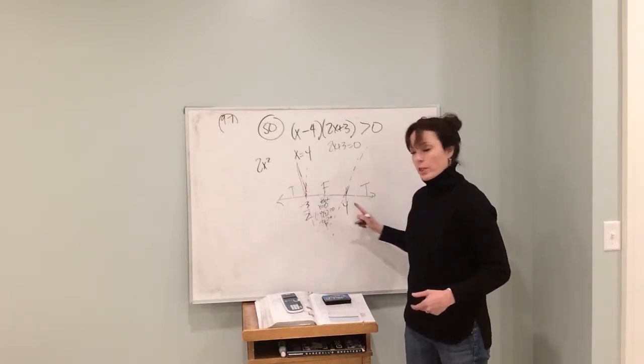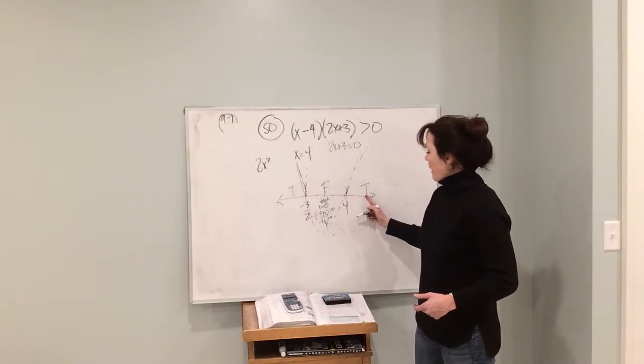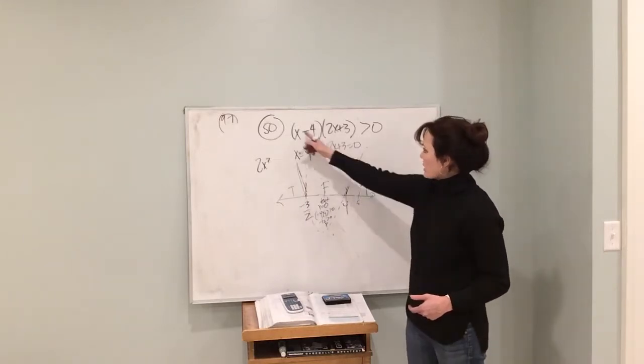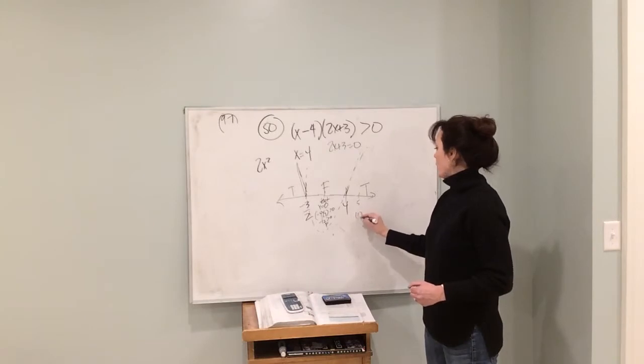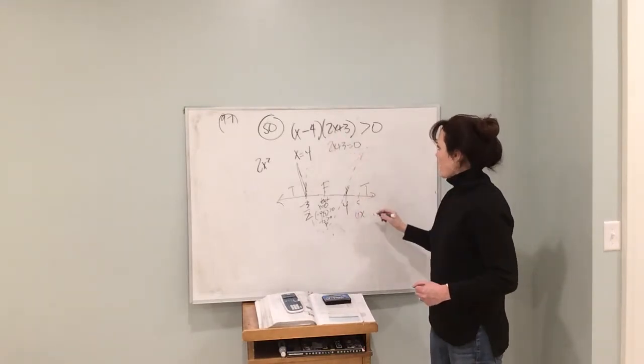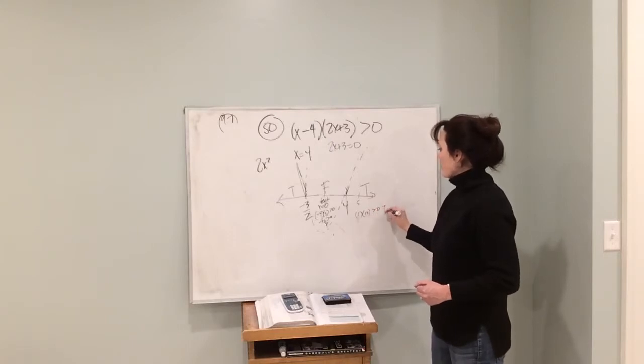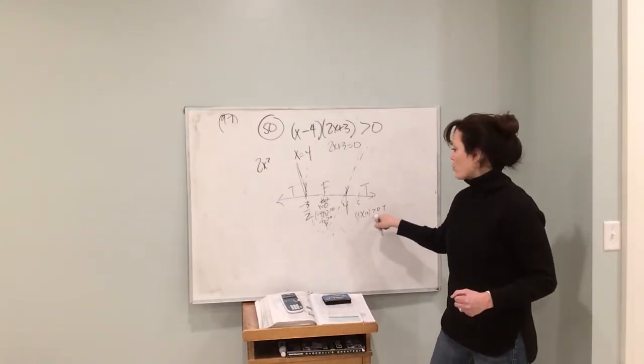You can check these points too if you wanted. You could pick a 5. Let's put 5 in there and just double check. So if we put 5 in here, we get 5 minus 4 is 1. And then we get 5 in here, we have 10 plus 3 is 13. So is 13 greater than 0? Yeah, it is. So that's true there as well.